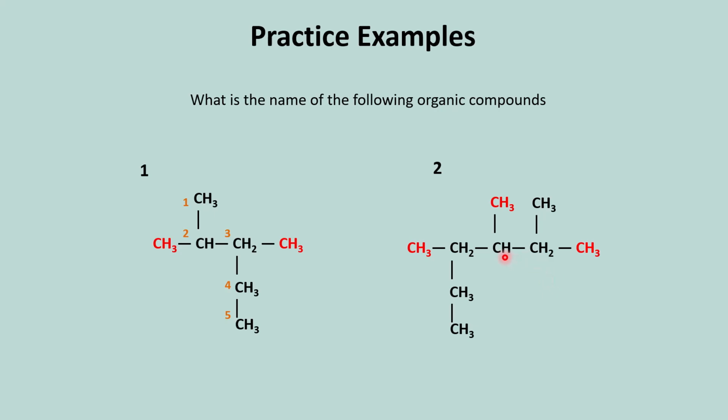For this one, the longest continuous chain is 6. 1, 2, 3, 4, 5, 6. It's longer than this particular one. And you see how the numbering is done? We number from this side because this gives us the right numbering. So try writing the name of these 2 organic compounds in the comment section. Let's see who gets it right.